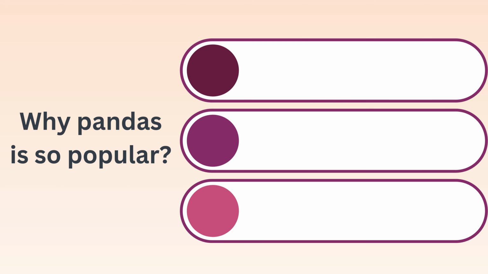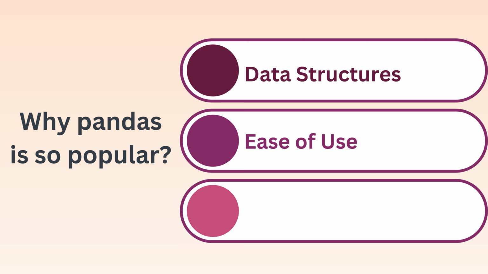Here are some reasons why Pandas is so popular. It has data structures, it provides two main structures. First one is Series, it is for one-dimensional data, and the next one is DataFrame, it is for two-dimensional data, like tabular data. And it is very easy to use. It simplifies working with data by offering intuitive commands for common tasks like filtering, sorting, and grouping. And integrations. Pandas integrates seamlessly with other Python libraries like NumPy, Matplotlib, and scikit-learn.